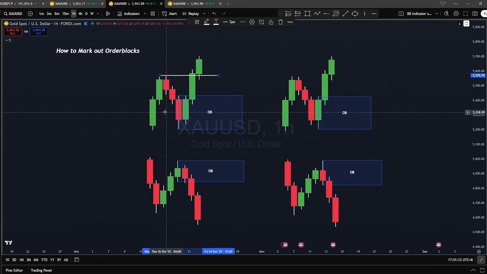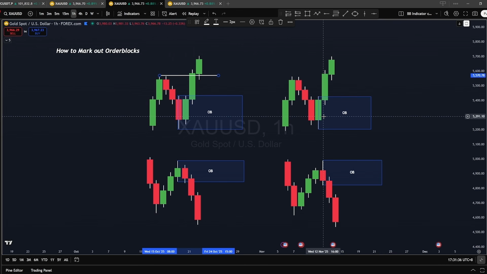I do not care about the color of the candle. Can be bullish, can be bearish, can be red, black, white, I don't care. As long as it has created the lowest point in price, I am going to mark that out as my order block. Mark that candle that created the lowest point in price. In this case here, the bearish candle created the lowest point in price, so this is our bullish order block.